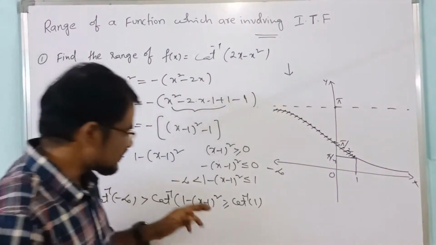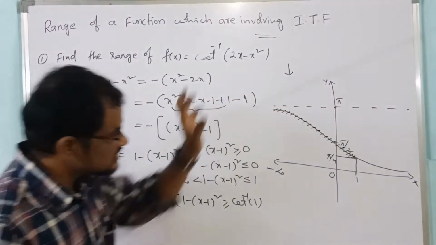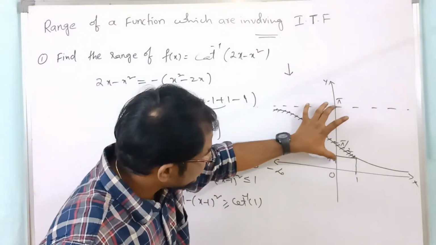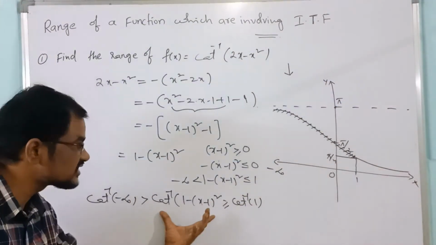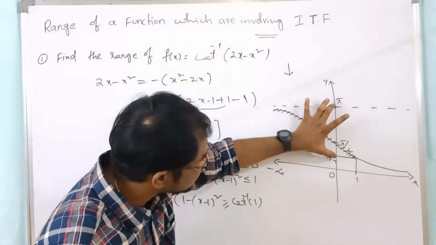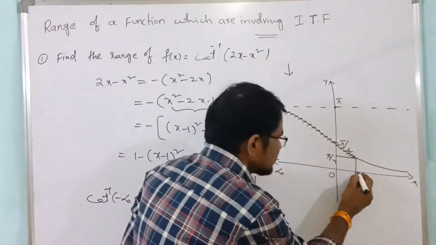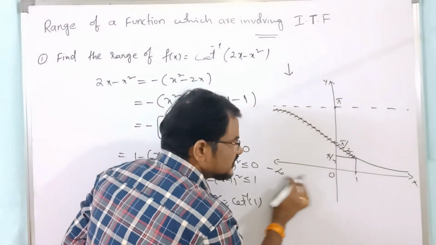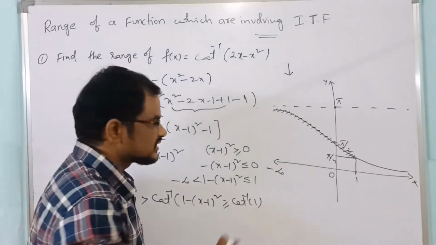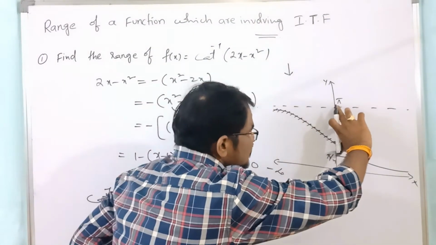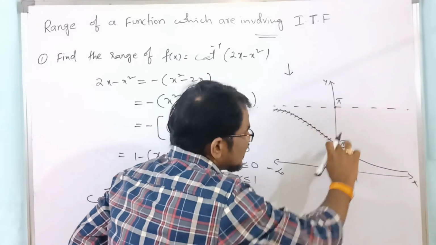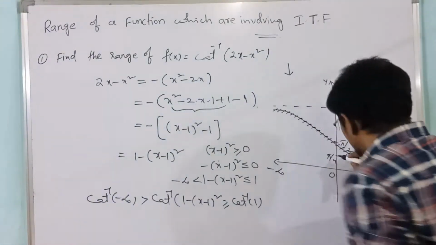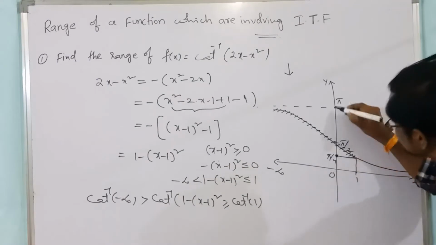For this one, if you apply the cot inverse, the y value exists, meaning this function exists from where to where? Here to here, right? So here 1 to infinity, this expression exists minus infinity to 1. So cot inverse of that one exists from where to where? Pi by 4 to 1, you see. Pi by 4 to 1.